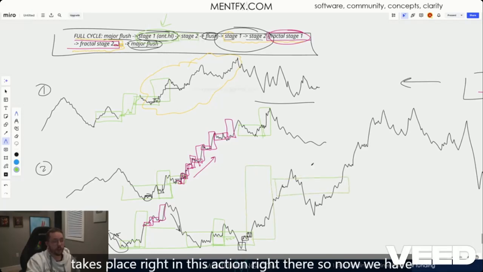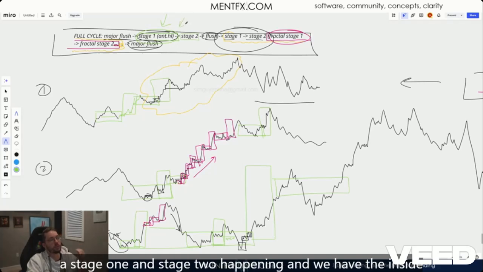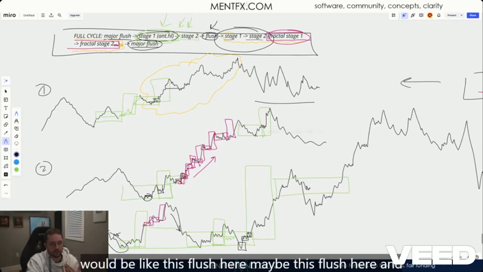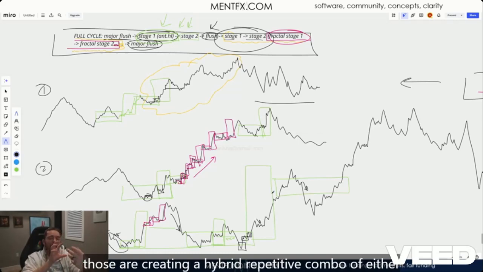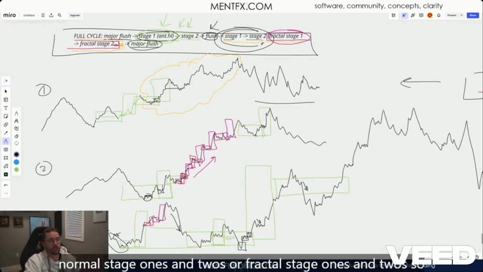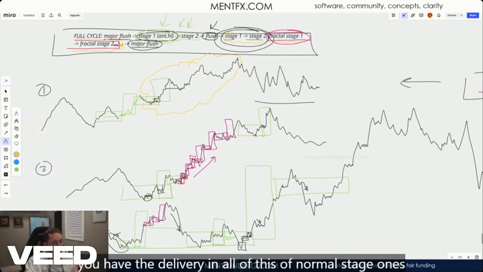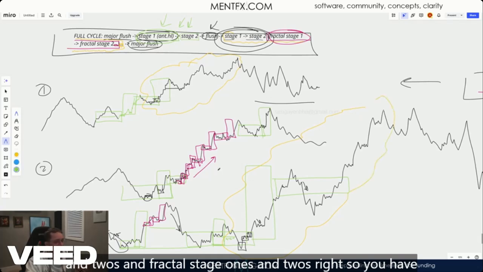So now we have a stage 1 and stage 2 happening, and we have the inside black flushes of that stage 1, stage 2 delivery, which would be like this flush here, maybe this flush here, and those are creating a hybrid repetitive combo of either normal stage 1s and 2s or fractal stage 1s and 2s. So in this case here, if we do it by just, by orange, you have the delivery in all of this of normal stage 1s and 2s and fractal stage 1s and 2s, right?